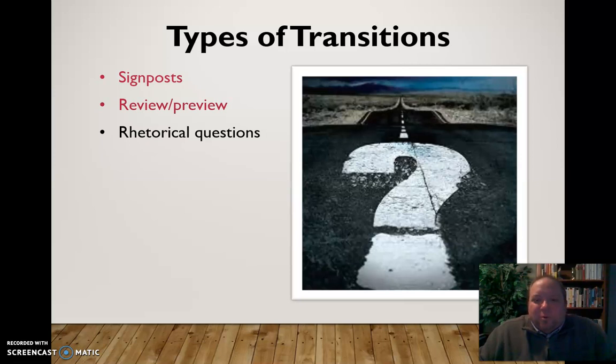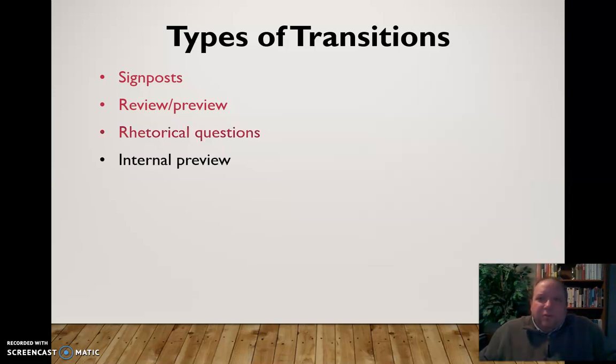Next, you can ask a rhetorical question. You can use rhetorical questions as a type of transition. So you pose a rhetorical question to the audience. It gives them that indication that we're moving on, but it also indicates what the point is that's going to be coming up next. Finally, you can do internal previews, or what we call internal summaries.